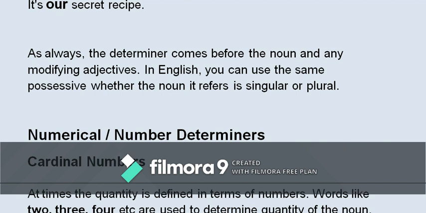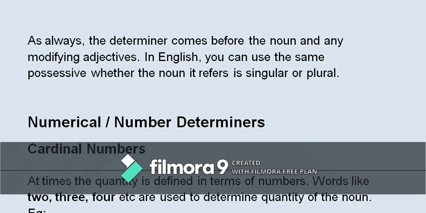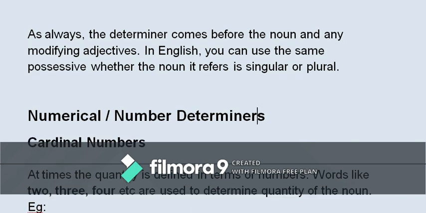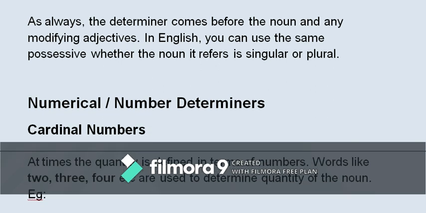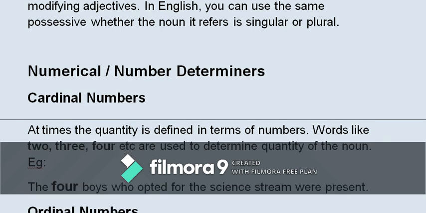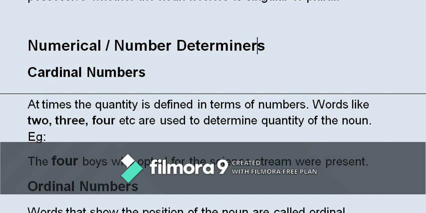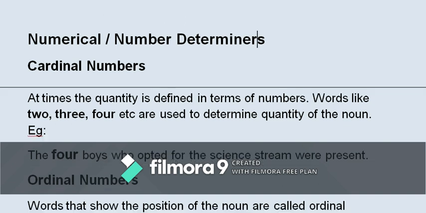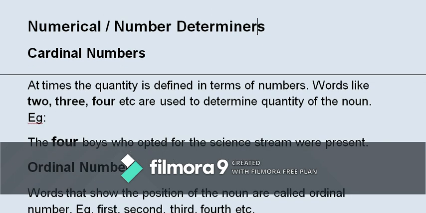Cardinal numbers are countables, that is 1, 2, 3, 4. The quantities are defined in terms of numbers, words like 2, 3, 4, etc. are used to determine the noun. For example, the 4 boys who opted for the science stream were present. Over here, boys is the noun, 4 is the quantity, and the is the article used for it. So over here there are two determiners used. One is the number determiner for cardinal numbers, and the article used.